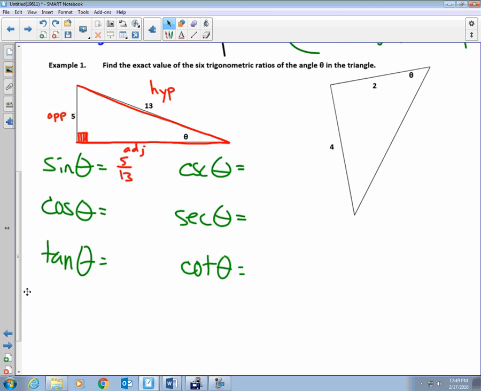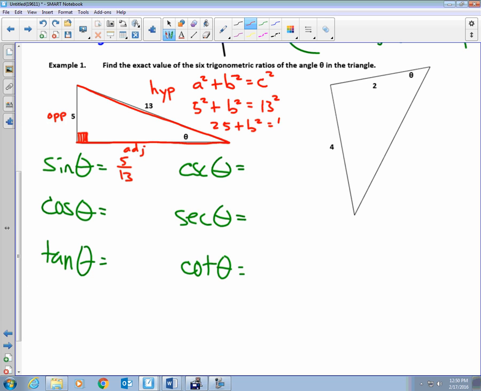5, 12, and 13 is one. If you don't know it, you could go like this. A squared plus b squared is equal to c squared. Really, all of trigonometry comes from the Pythagorean theorem. So we have 5 squared plus b squared is equal to 13 squared. 5 squared is 25. Subtract 25, b squared is 144.